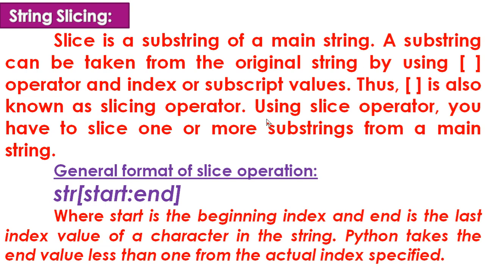This is a one word question: square brackets is also known as the slicing operator. Using the slice operator, you can slice one or more substrings from a main string. General format of slice operation: str within square brackets, start index value colon end index value, where start is the beginning index and end is the last index value of the character in the string. Python takes the end value less than 1 from the actual index specified.